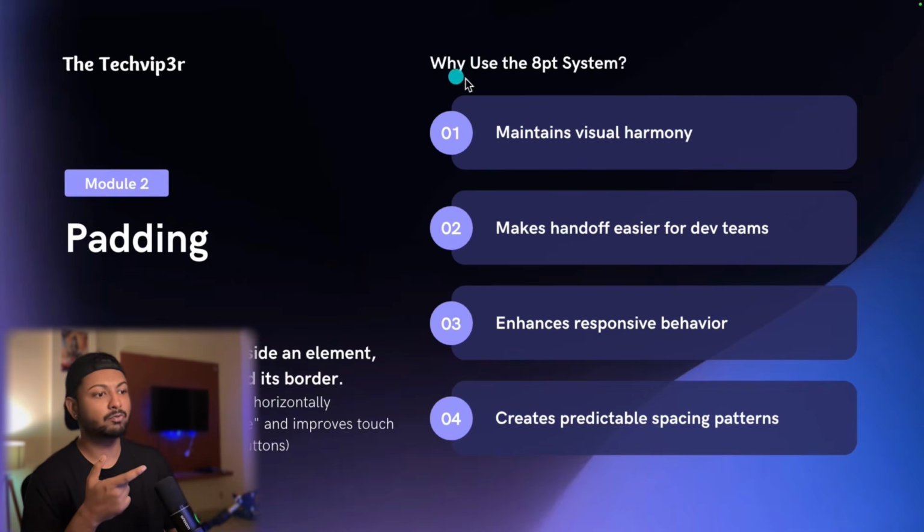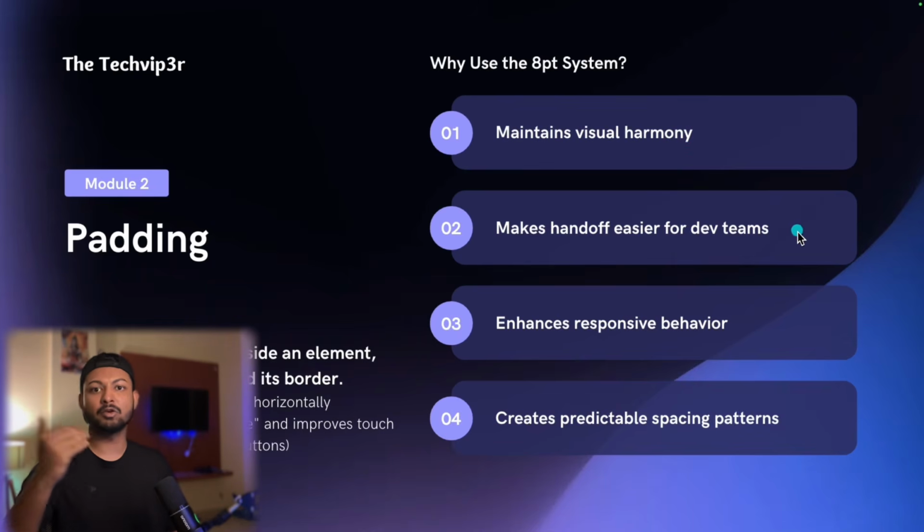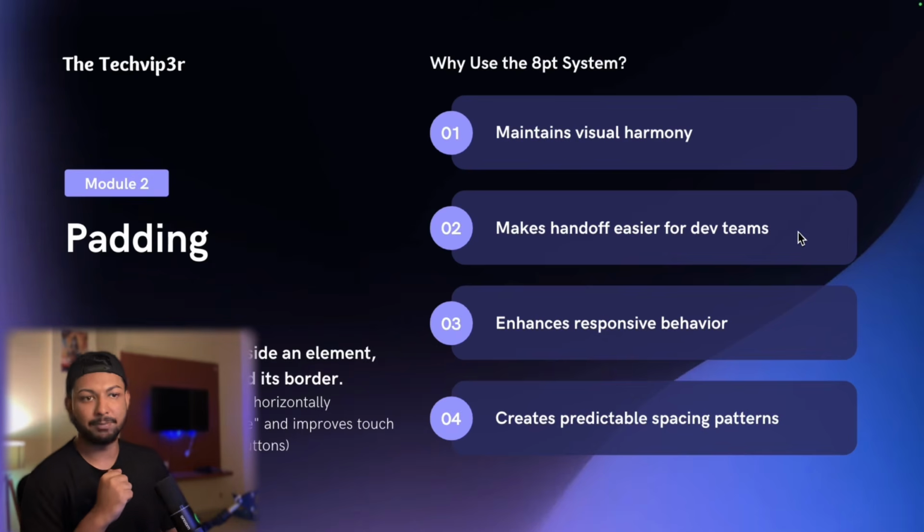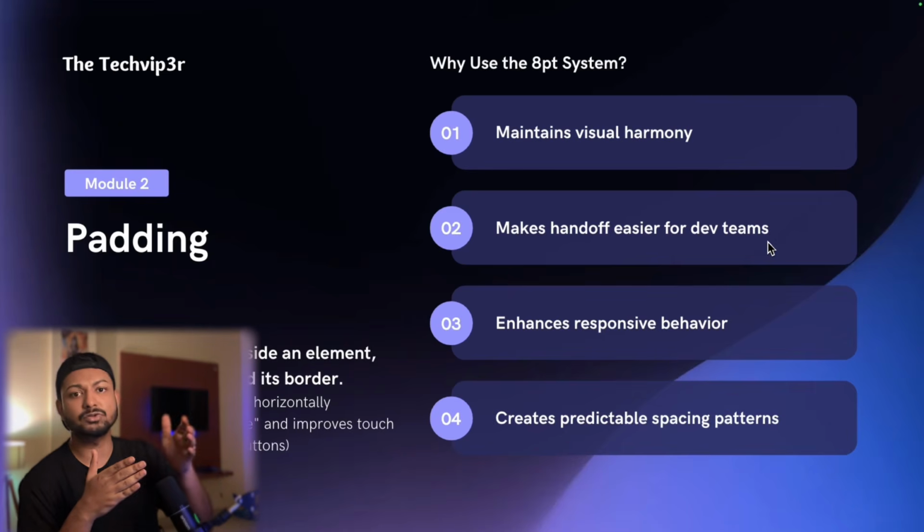So here we can understand why we use the 8-point system. It maintains visual harmony and makes handoff easier for dev teams. When I am handing over the project to the development team, it gets easier for them. They can understand, okay, this is 8 pixels, as they are developing for different screen sizes also. They can calculate it in their mind.